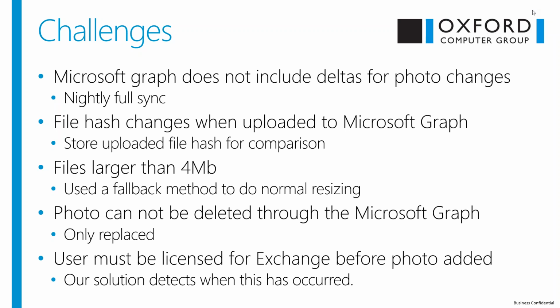And so for files that are larger than 4 megabytes, and this is referring to the Azure Cognitive Services, when we hit an image size that's larger than 4 megabytes, we can't use Azure Cognitive Services. So that's a current limitation there. And so what we do is use a fallback method where we're just resizing the photo. So we're not getting necessarily the smart cropping features of Azure Cognitive Services, but we're just using a PowerShell module essentially that will resize the photo to like a 96 by 96 or 648 by 648.